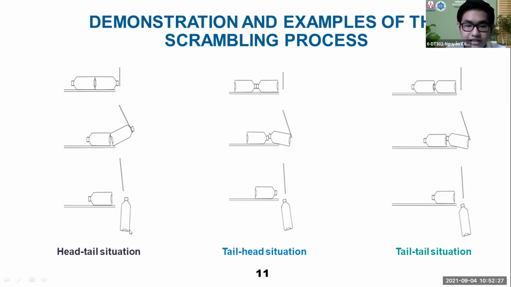The second situation is the tail-head situation. The bottom part of the first bottle is too large, so the flipper cannot catch it, and it just falls naturally on the bottom part. The third one is the tail situation. It is exactly the same as the second situation.